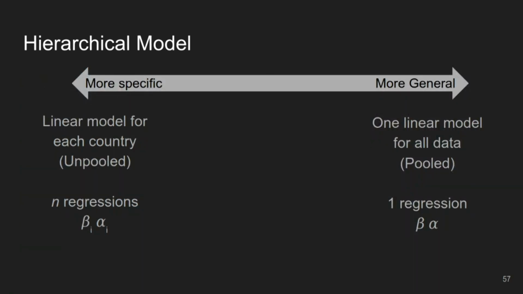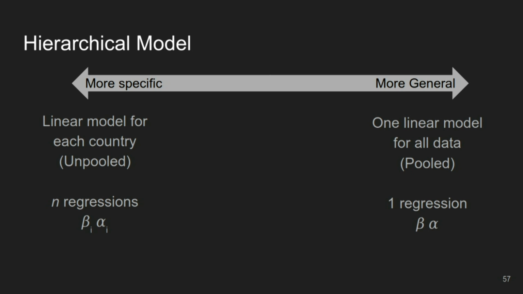How can we approach this? We can either fit a linear model for each country, one for Colombia, one for Venezuela, one for Panama, and this is called the unpooled approach. What do we have here? N regressions, N being the number of countries, each one with a parameter beta_i and alpha_i.